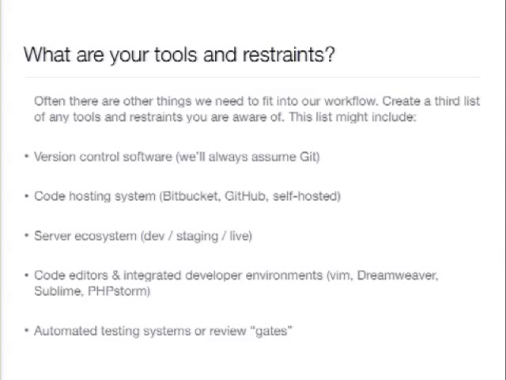So my tools and restraints, for example, will have version control software. I assume it will be Git. Perhaps it's not actually Git that you are using right now. Maybe you're actually using Subversion or one of the other systems that we could all choose to ignore. So we'll assume that it's Git that you're using.